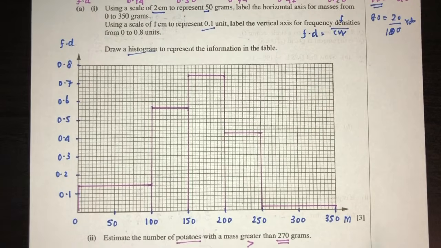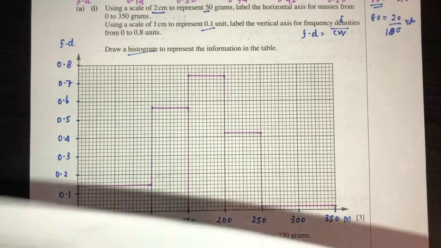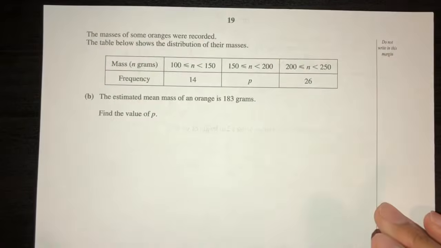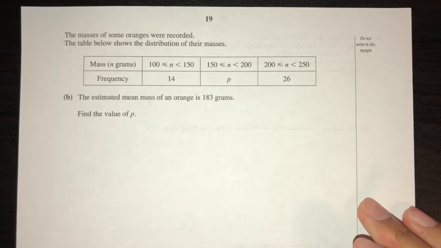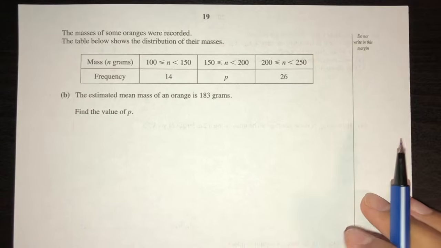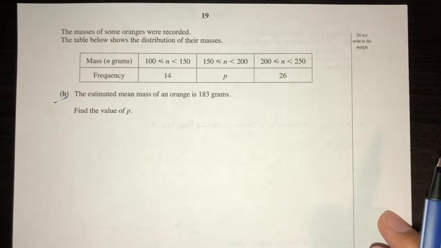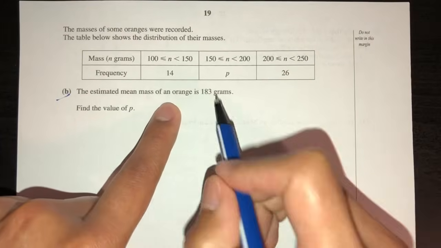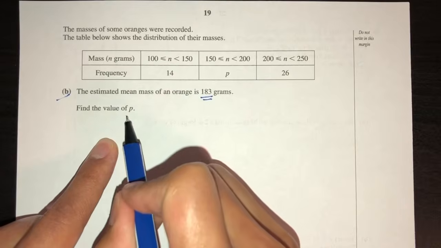Okay, so that will be question 9, part 1. Now let's move on to part 2. It says, the masses of some oranges were recorded. The tables show the distribution of their mass. Now part 1, the estimate mean of the orange was 183. Find the value of P.